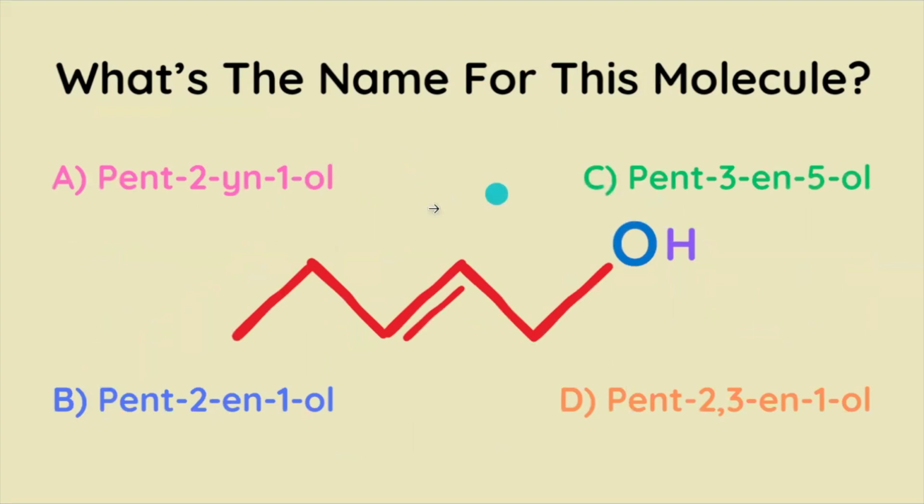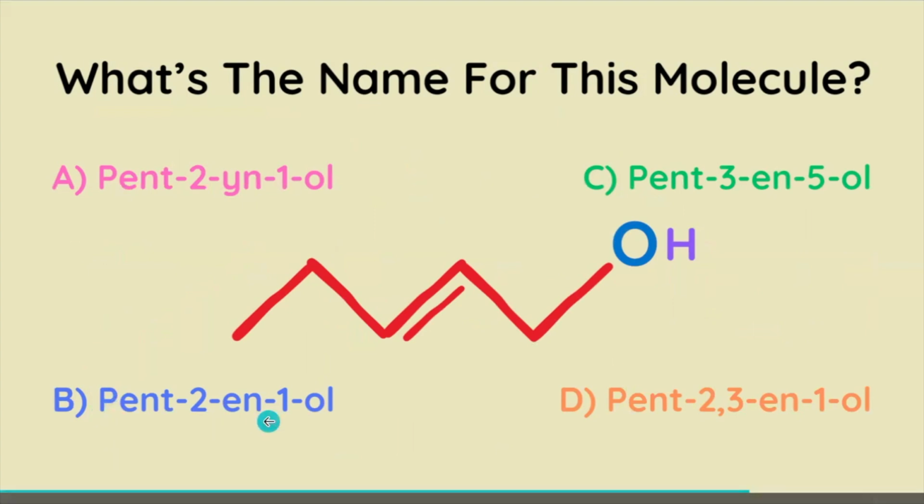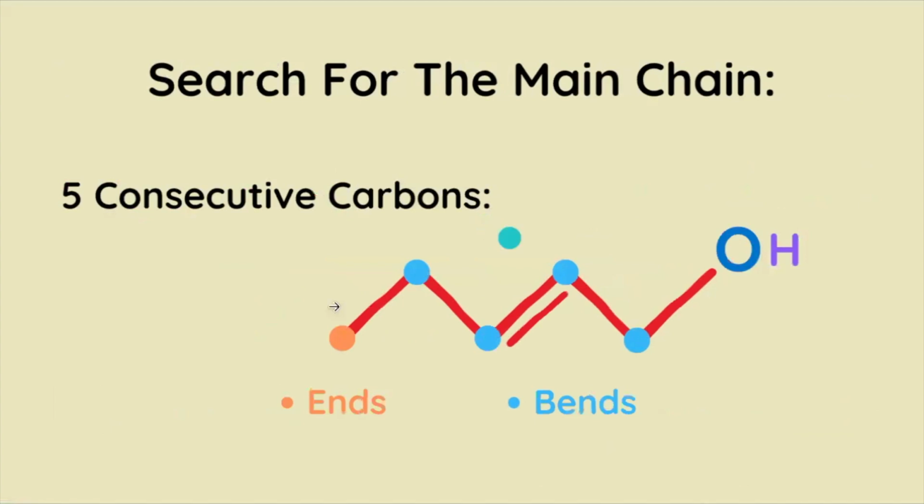What's the correct IUPAC name for this molecule right here? Pent-2-en-1-ol, Pent-2-yn-1-ol, Pent-3-yn-5-ol, Pent-2,3-en-1-ol. First thing that I recommend that we do is to search for the main chain, the longest stretch of consecutively connected carbons.